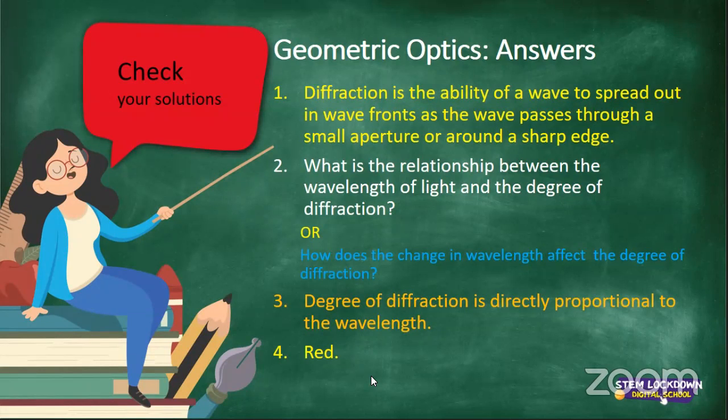And number three, what is the relationship between diffraction and the wavelength? The degree of diffraction is directly proportional to the wavelength. And which light will have the highest diffraction? Is it red or green? The answer is red.